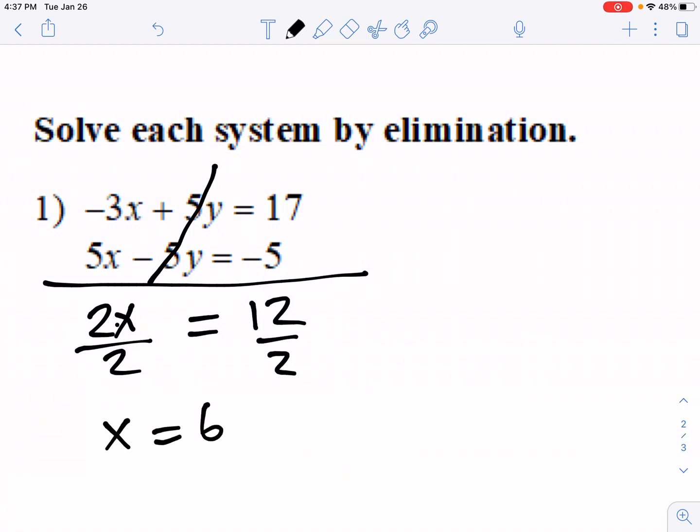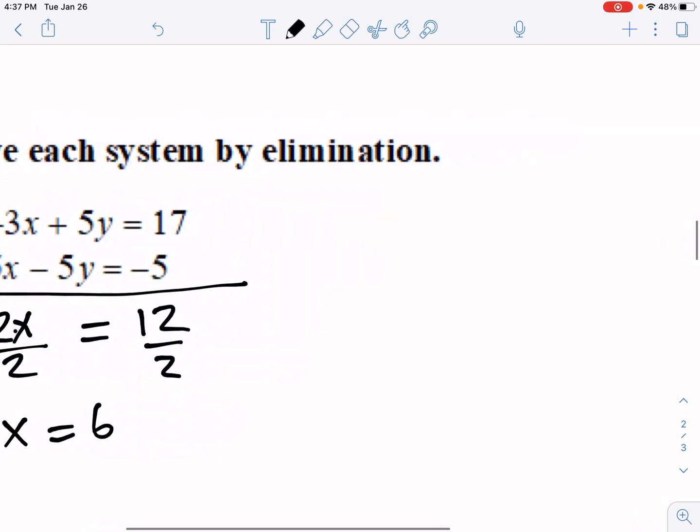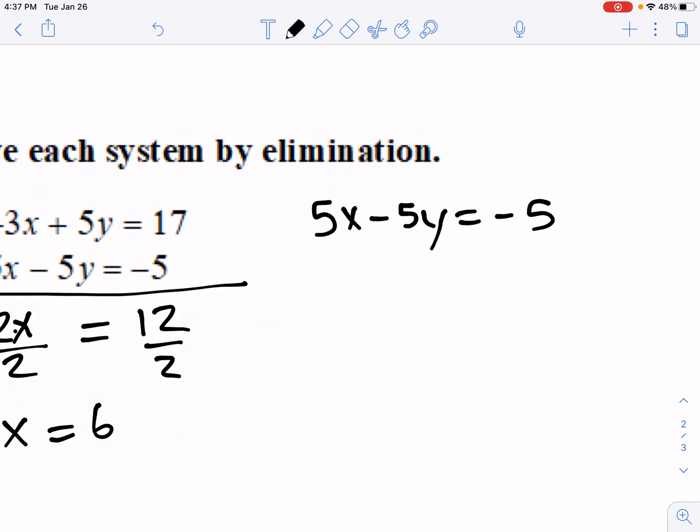So now I have part of the solution, the x-coordinate. What I need to do is go back to the original equations, it doesn't matter which, and plug it back into one of these. Let's plug it into the second one. Why not? So let's plug it into 5x minus 5y equals negative 5. If I plug in 6 for x, we'd have 5 times 6 minus 5y equals negative 5. Well, 5 times 6 is 30.